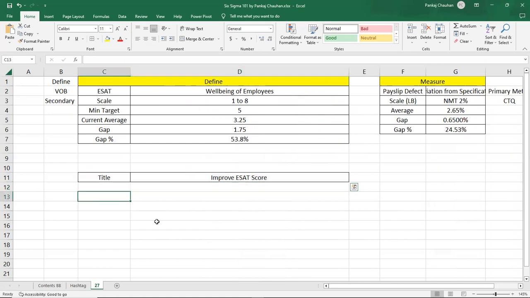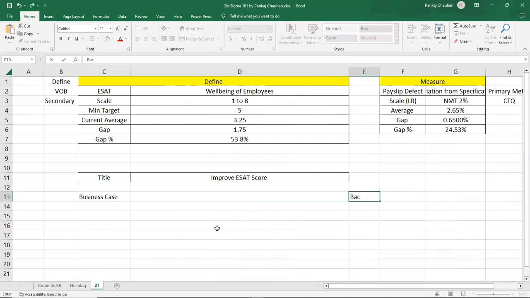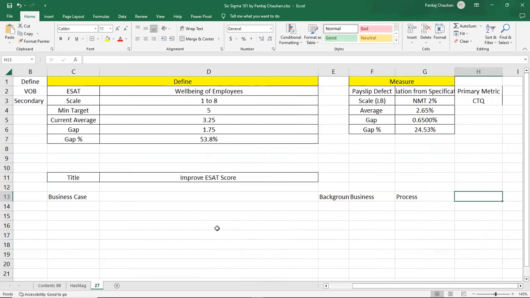Once the title is done, then you have to write the business case. Business case is all about the background of your problem. What the business is doing, what is the process in the business, and what is the problem you are facing. You write the combination of three things, you will get the business case.